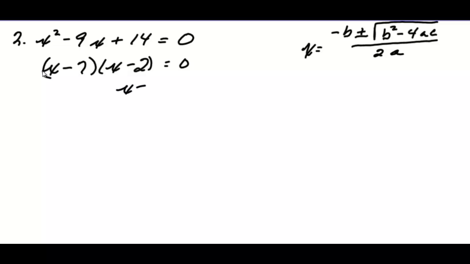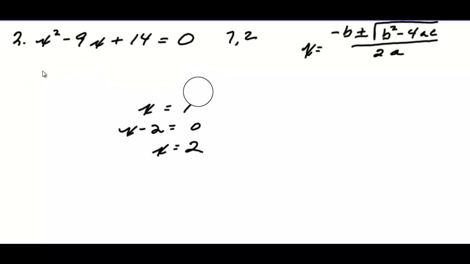Because then you do x minus 7 equals 0 and x equals 7, or x minus 2 equals 0 and x equals 2. If we went back and substituted 7 into that, we would come up with 0 equals 0. If we use 2, 2 squared is 4, minus 9 times 2, which is 18, so 4 minus 18 equals negative 14, and then negative 14 plus 14 comes out to be 0. So our answers are 7 and 2. Now, we've solved this by factoring that trinomial.